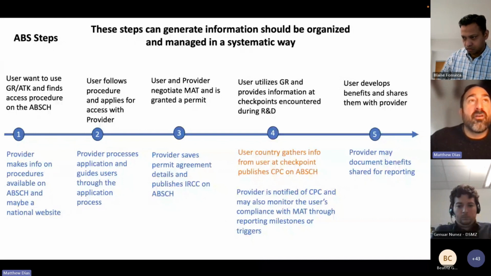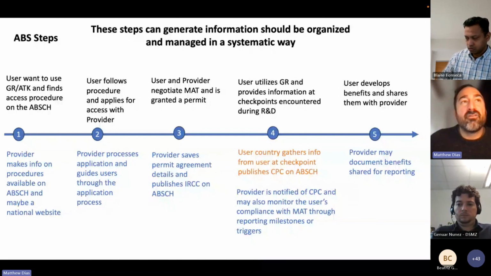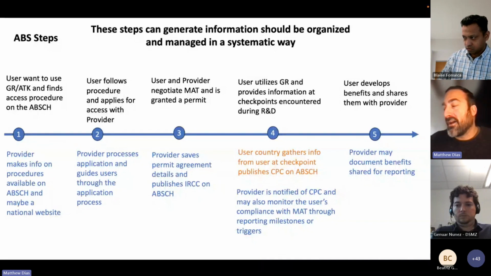Then the user follows this procedure and applies for access with the provider, and the provider has to process that application. They have to guide the user through the whole application process. Eventually, the user and the provider negotiate the MAT, and they are granted a permit. So the provider has to save that permit and agreement and publish it as an IRCC on the clearinghouse. So there's another exchange of information that happens there.